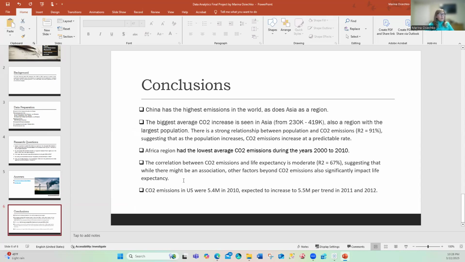The correlation between CO2 emissions and life expectancy is moderate, suggesting that while there might be an association, other factors beyond CO2 emissions also significantly impact life expectancy. And the last conclusion is CO2 emissions in the US were 5.4 million in 2010, expected to increase to 5.5 million per trend in 2011 and 2012.